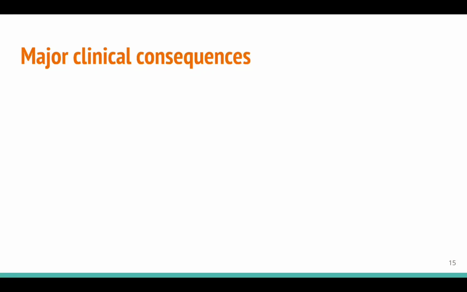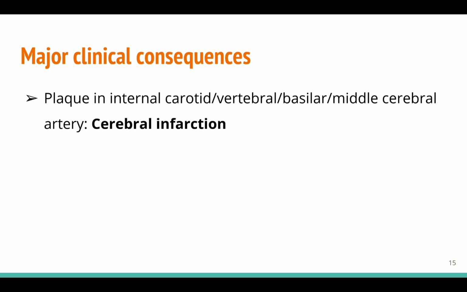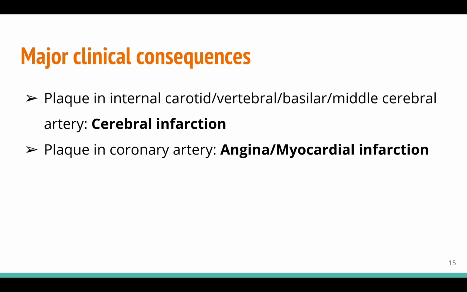Major clinical consequences that can occur because of atherosclerosis are: if atherosclerosis occurs in the internal carotid artery, vertebral artery, basilar artery, or middle cerebral artery, that can result in cerebral infarction. Similarly, if it occurs in the coronary artery, it can result in angina if there is partial obstruction. If it is complete, or more than 90 to 95% obstruction, then it can result in myocardial infarction, or death of the cardiomyocytes.